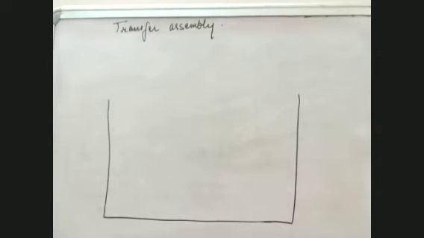Now, in the agarose gel, we cannot store DNA for a long time because agarose gel is destructible. It gets easily destroyed. So if we want to store the DNA of any organism for a long time, we will have to transfer the DNA from agarose gel to nitrocellulose membrane. And this transfer assembly is for that, to transfer the DNA from agarose gel into the nitrocellulose membrane.